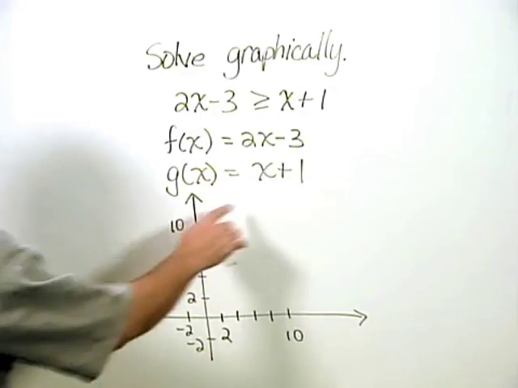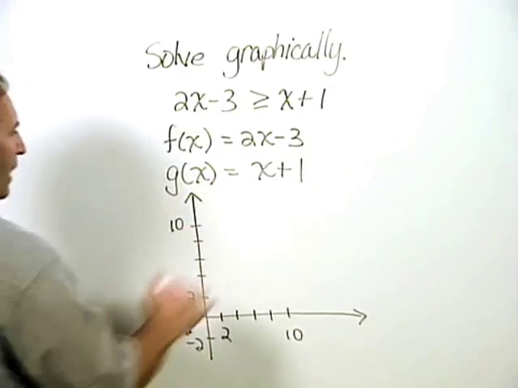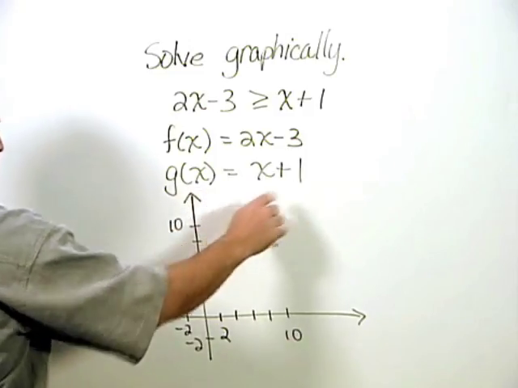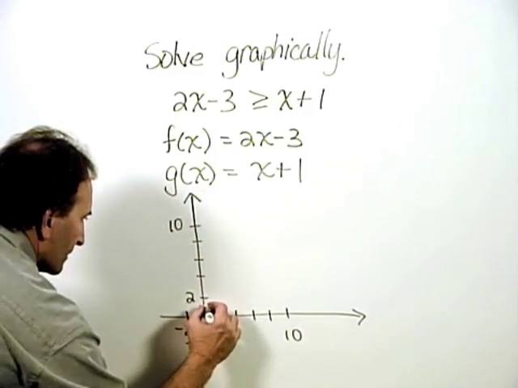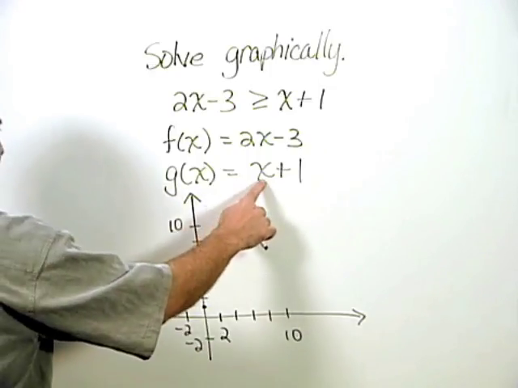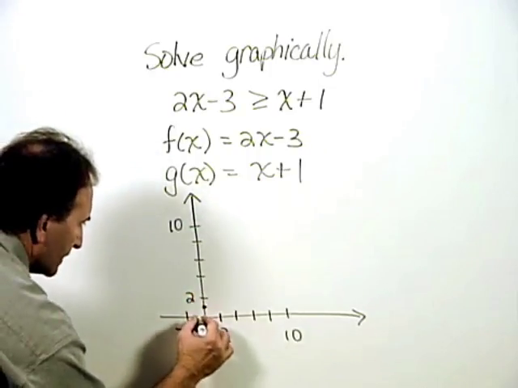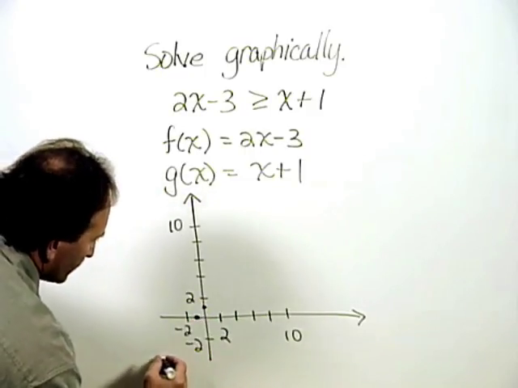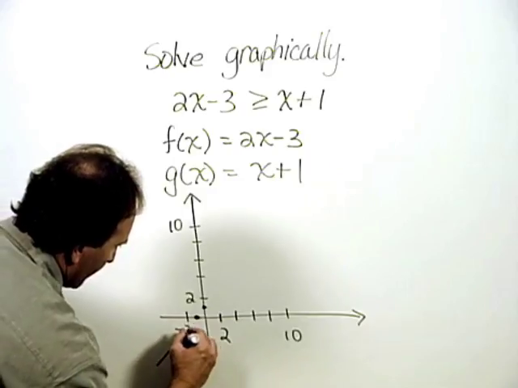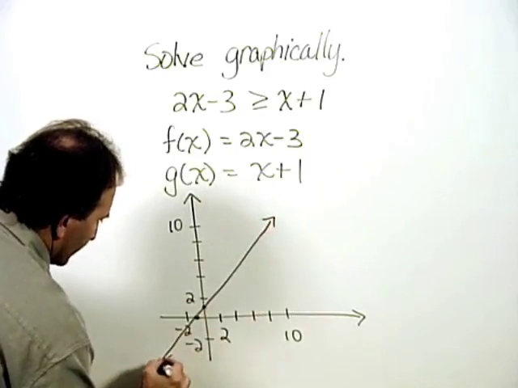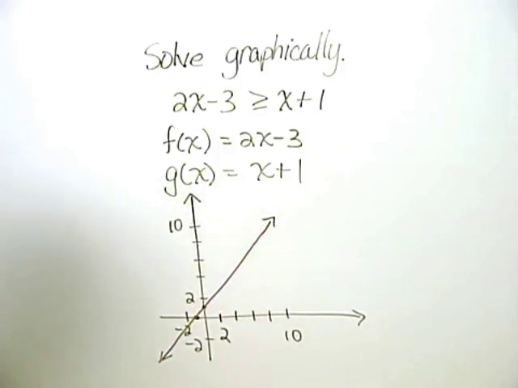Let me begin with the g of x, which is x plus 1. The y-intercept of this is 1, so I would draw a line here. And the x-intercept is negative 1, so I would have a point here. And now I want to draw a straight line passing through those 2 points.